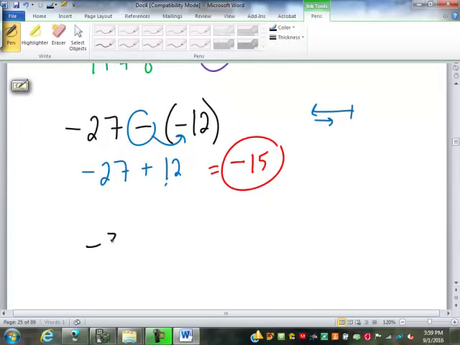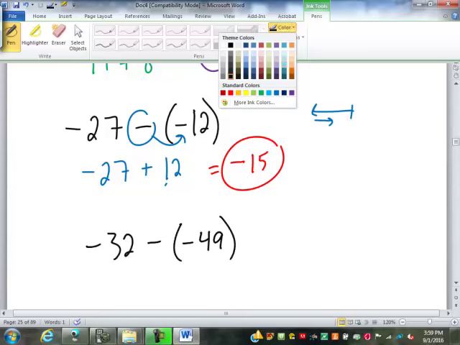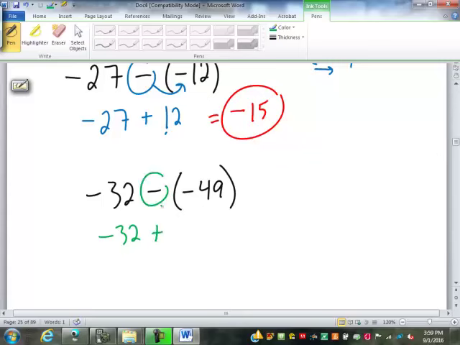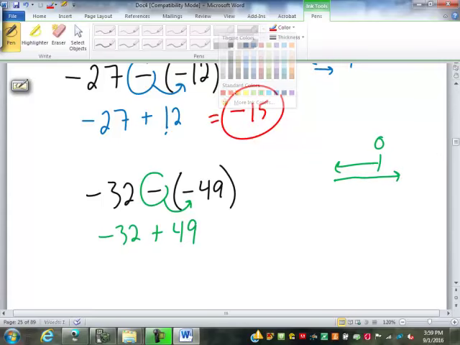Or we might have negative 32 minus negative 49. That's going to become, what happens to the negative 32? Nothing, right? Then what? Plus, what's the opposite of negative 49? Positive 49, or just 49. So here's 0, we got negative 32. Positive 49 goes the opposite direction and is slightly longer. So our answer is positive 17. Good. The difference between 32 and 49 is 17.